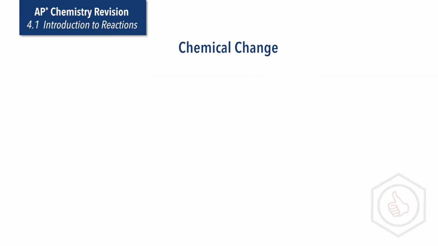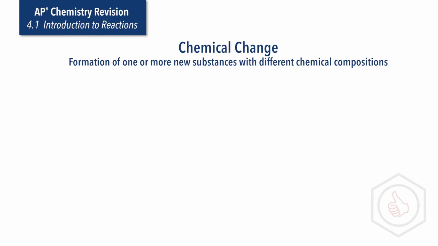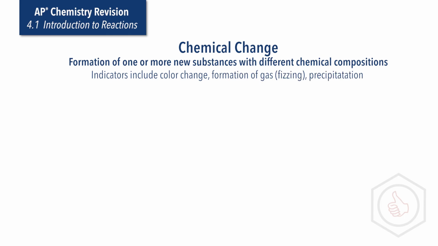A chemical change, also called a chemical reaction, results in the formation of one or more new substances with different chemical compositions and properties. Indicators of a chemical change occurring may include color change, formation of a gas such as bubbling or fizzing, precipitate formation, so a solid forming in a liquid solution, heat or light given off, and a change in odour, smell, due to the formation of a new substance.